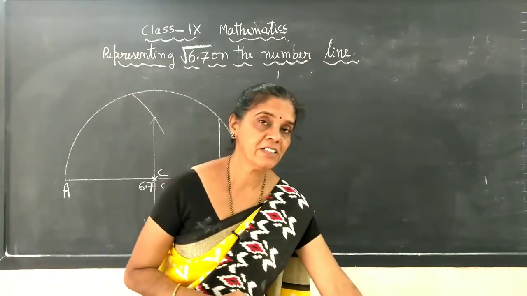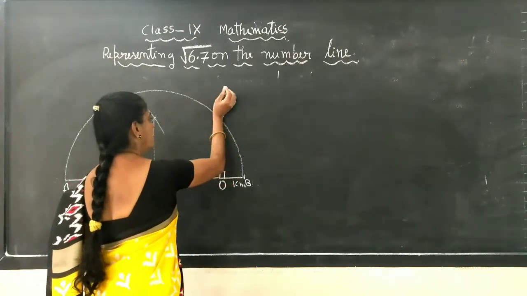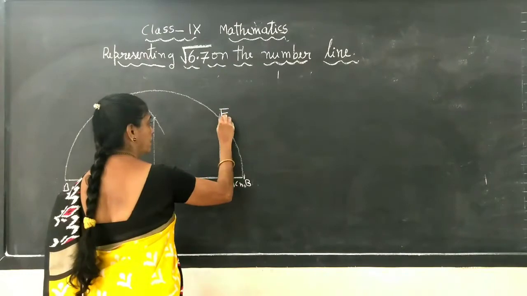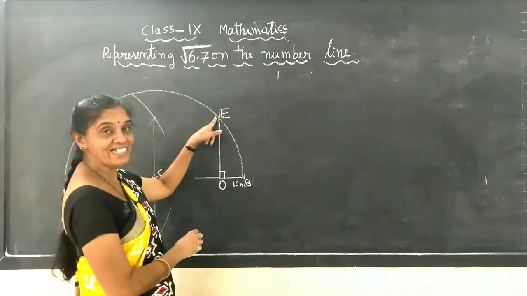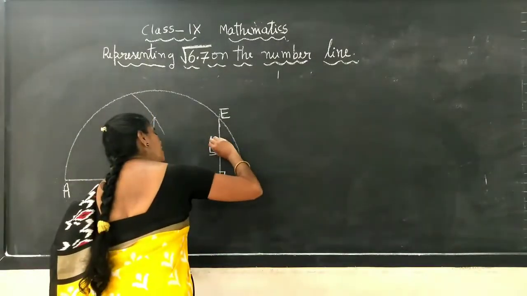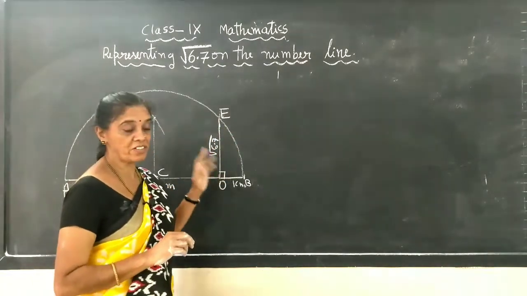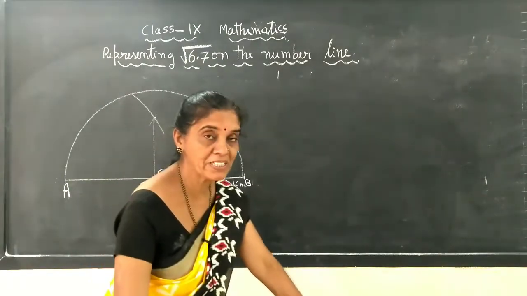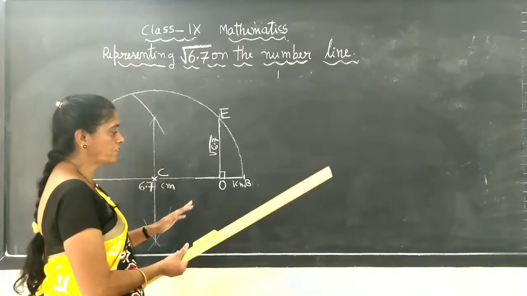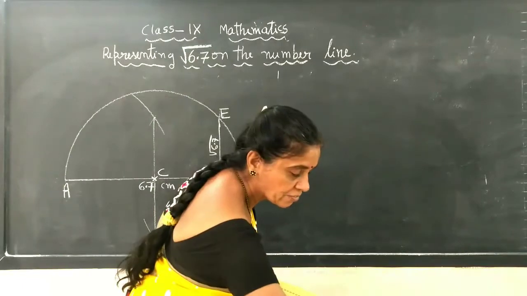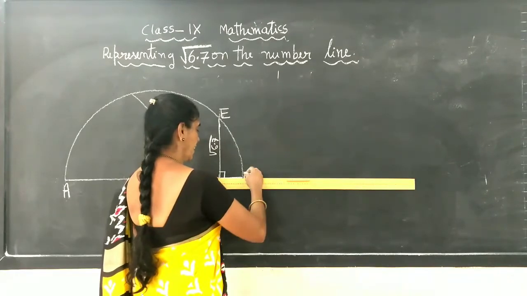And what is the measure of this line? We will name this point E. Now OE is exactly square root 6.7. OE is the square root 6.7 measurement. Using the Pythagoras theorem, mathematically we can prove it, but there is no need to prove it, we will just do this much. Next step is to extend the line here, in a straight line.